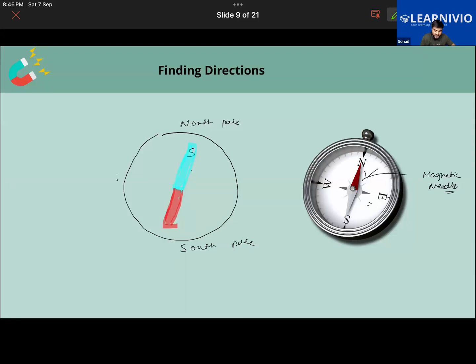In the same manner, the Earth, at its center, also behaves as a huge bar magnet, but the poles are opposite. Like this one is the south pole and this one is the north pole of the Earth's magnet, and they are opposite to the geographical north and south pole. This is the actual geographical north pole of the Earth and this is the geographical south pole. Getting my point, both of you? So it is opposite to that.